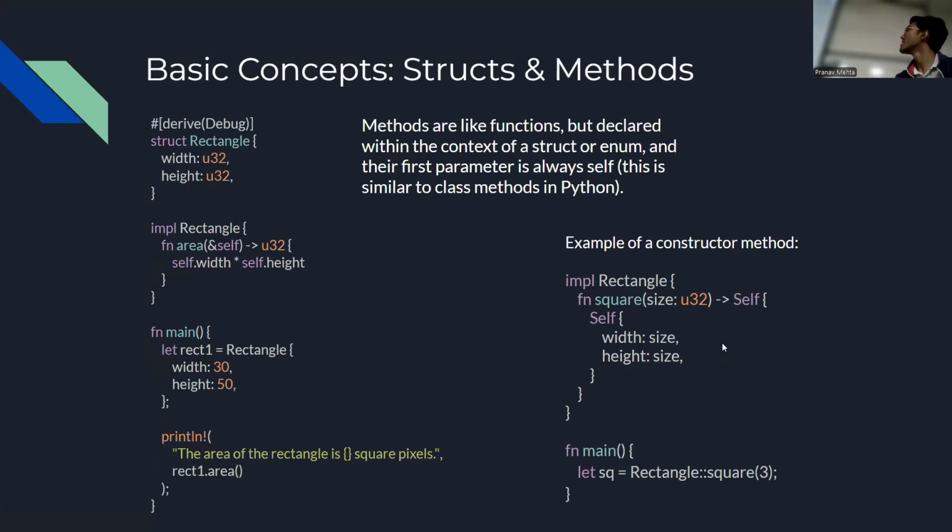And then, okay, so methods are basically like functions, but they're declared within the context of a struct or enum. And their first parameter is always self. So have you used Python before?